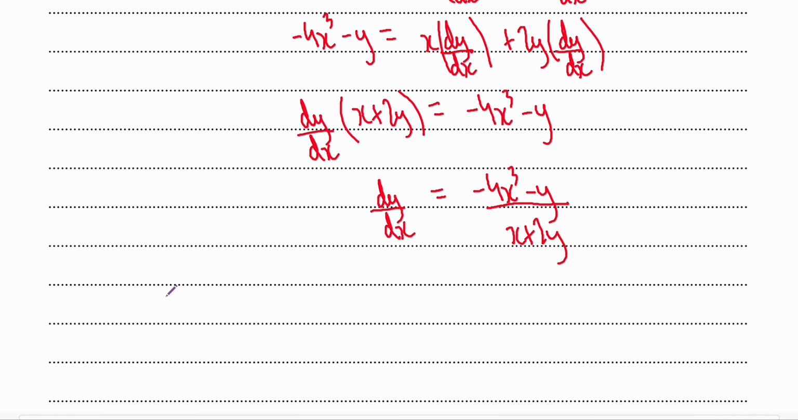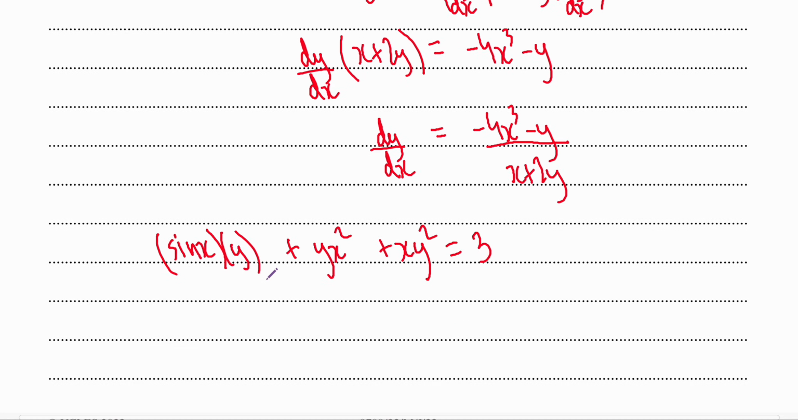So let's say we had sine of x times y. This is sine of x and y. It's two different functions. Plus yx squared plus xy squared is equal to 3. How do you find the derivative of this function? Well, you want to find dy by dx, so let's put that over here. Is equal to question mark.